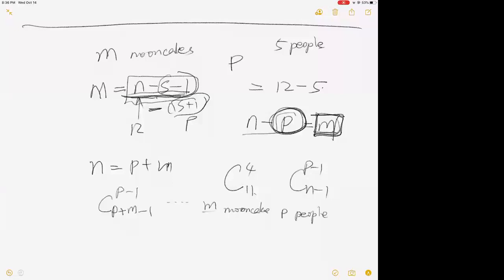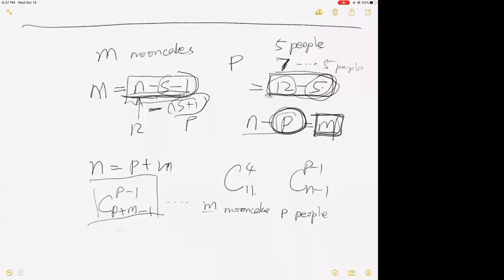So what Kyle is doing, Kyle started with the problem where everyone will have at least 1 mooncake. But that's basically equivalent. Let's say 12 mooncakes, 5 people. If everyone has at least 1 mooncake, that's equivalent to allocating 7 mooncakes, 12 minus 5, to 5 people, where some people may get 0. So these 2 problems are equivalent. That's where Kyle derived this one, C(P plus M minus 1, P minus 1).